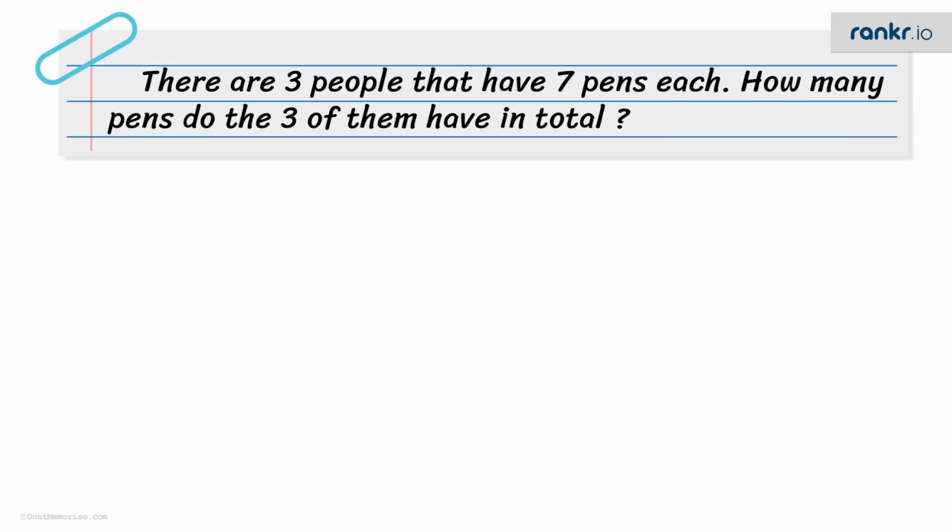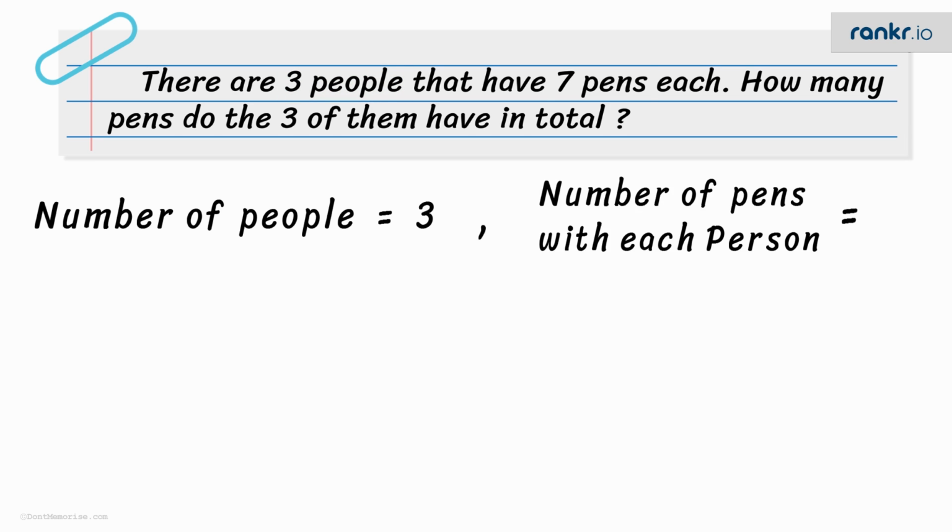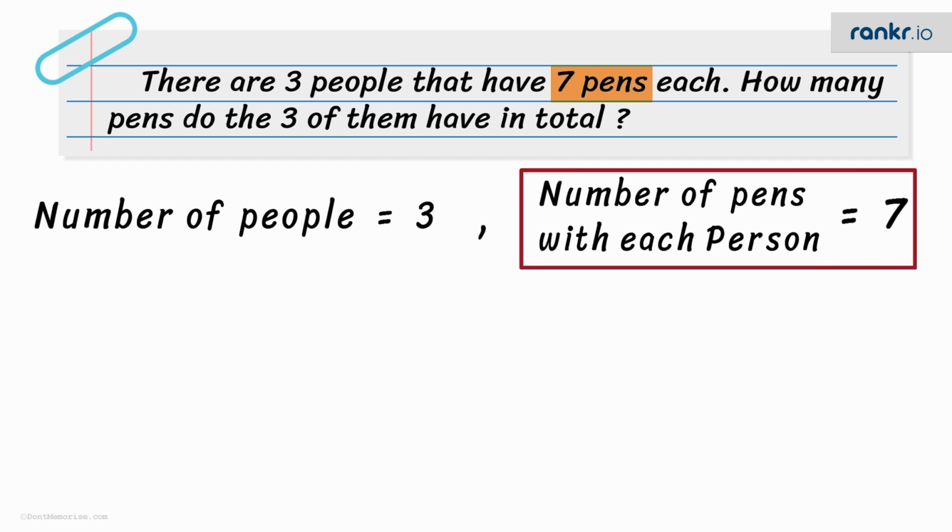Consider this question. We can solve this question step by step. As there are 3 people in consideration, we have to count the number of pens with them thrice. Note that the number of pens with each is the same, that's 7. What does this indicate? It means we have to add the set of 7 pens thrice.